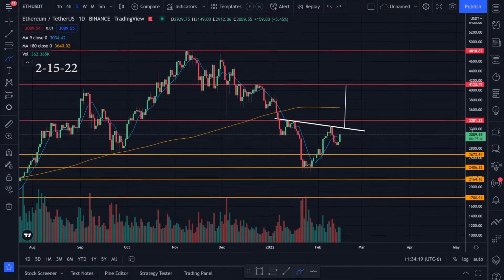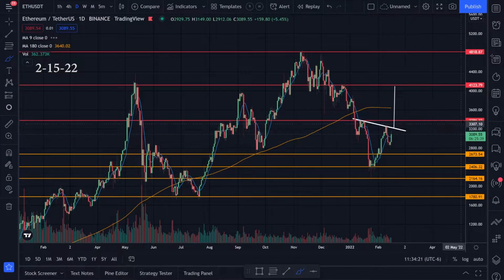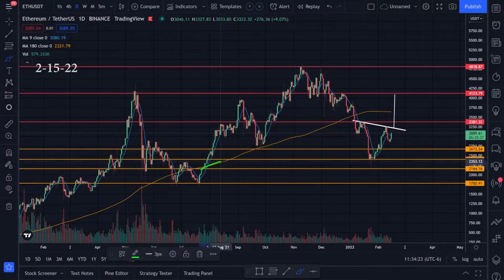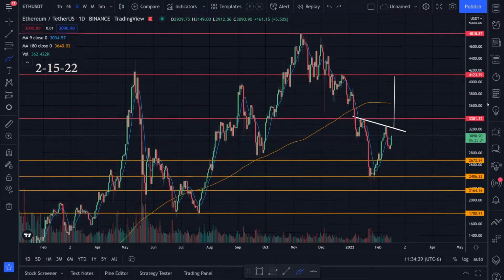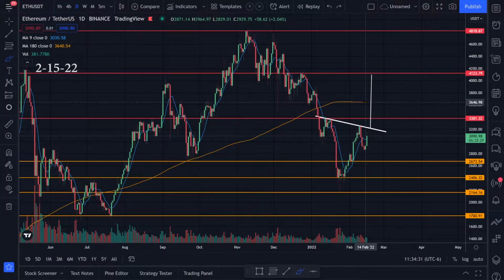The other thing I'm kind of looking at though is if we zoom out and we look at this 180 moving average we have right here, this could potentially give us some problems. We might have to test it a few times before we break out of this as well. This is sitting around 3,640 approximately. We're on the daily time frame.